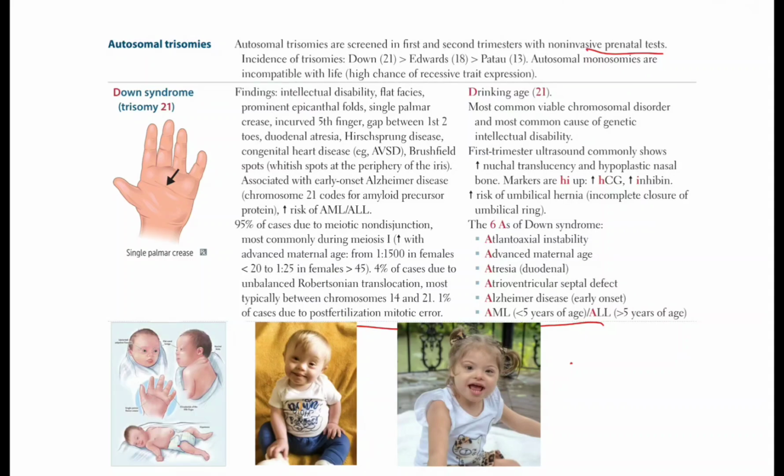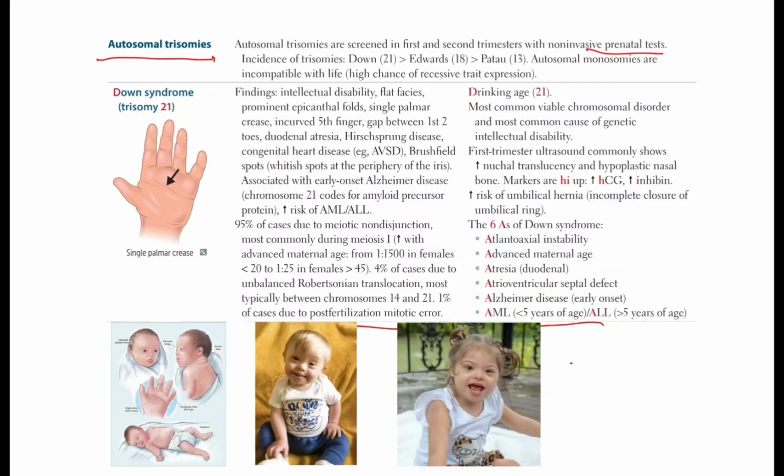Now we will discuss about autosomal trisomies. Autosomal trisomies are basically an extra copy of a chromosome beyond the normal number. When this extra copy of a chromosome occurs, it causes many diseases and symptoms.